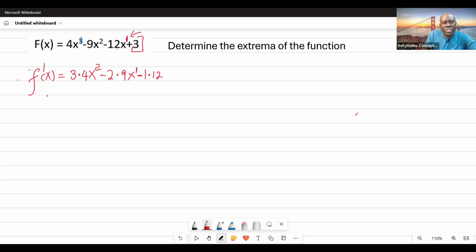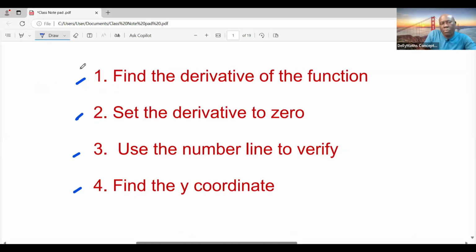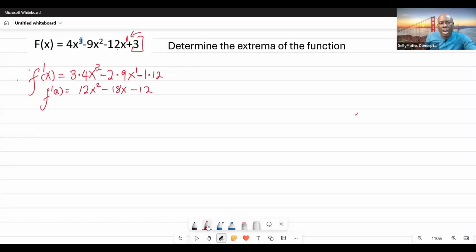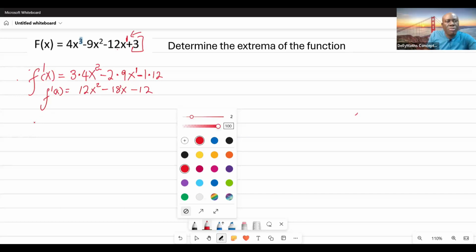Let us rewrite this just to simplify. So f prime of x is equal to 12x squared minus 18x minus 12. All right, so this is our derivative function, which deals with our gradient. So that is step one. We found the derivative. Now let's take a look at the second step. Step one, we just found the derivative function. Step two, we're going to set the derivative to 0, and in this case we're trying to find our critical numbers. So let us set this to 0 now.